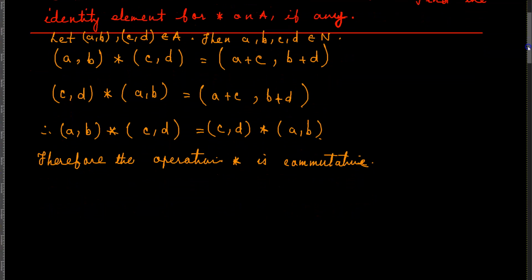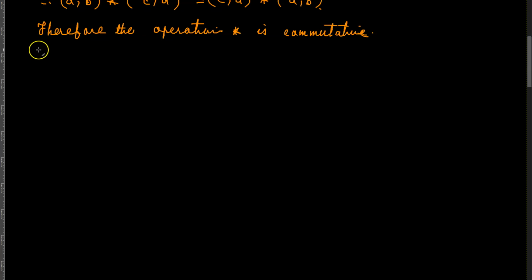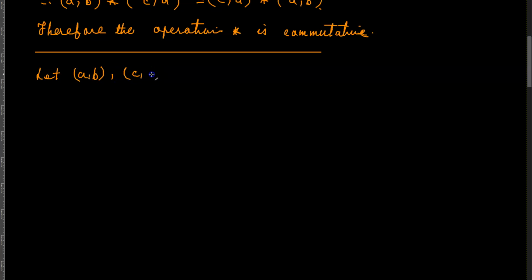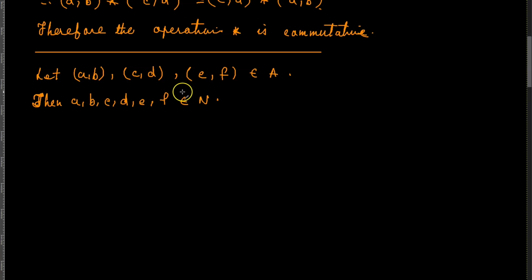Now, to show that star is associative, you can say, for example, let (a, b), (c, d), and (e, f) belong to A. And based on that, you can say that a, b, c, d, e, and f belong to N, of course.